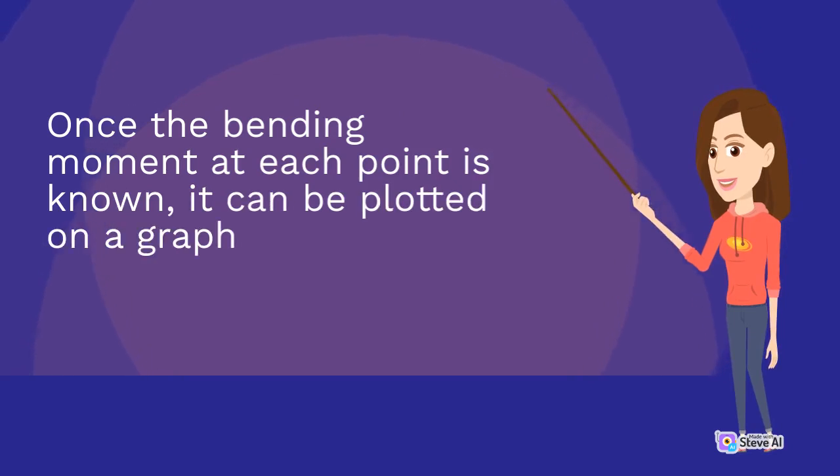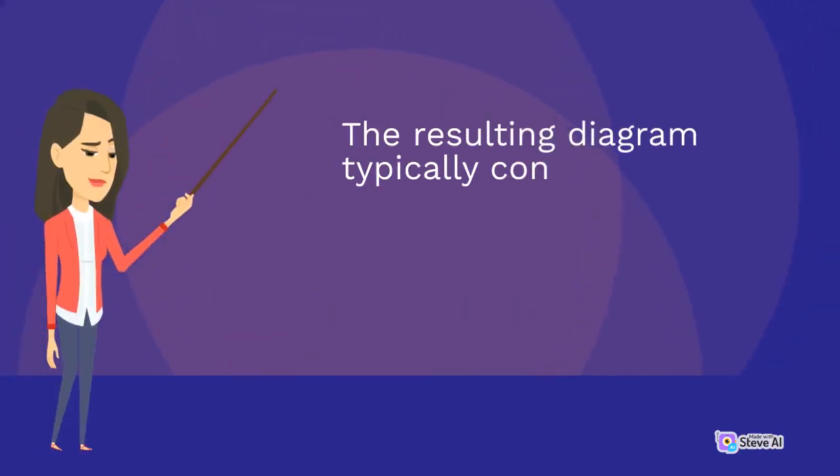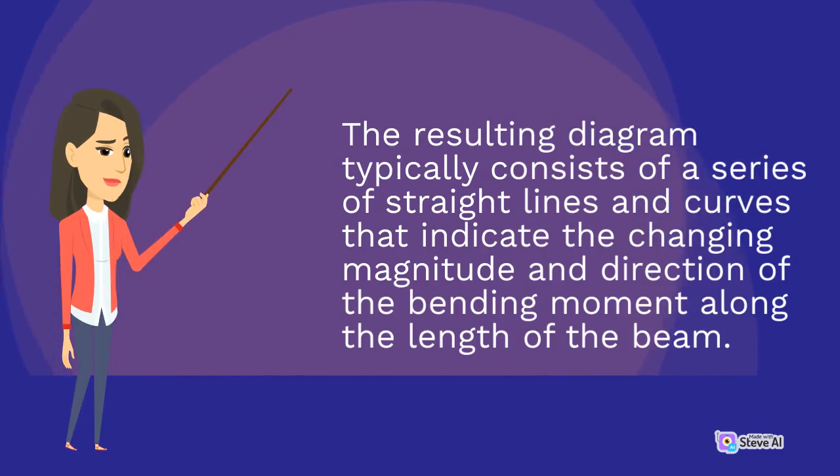Once the bending moment at each point is known, it can be plotted on a graph with distance along the beam as the x-axis and bending moment as the y-axis. The resulting diagram typically consists of a series of straight lines and curves that indicate the changing magnitude and direction of the bending moment along the length of the beam.